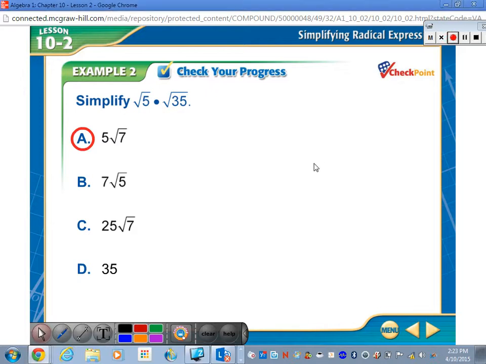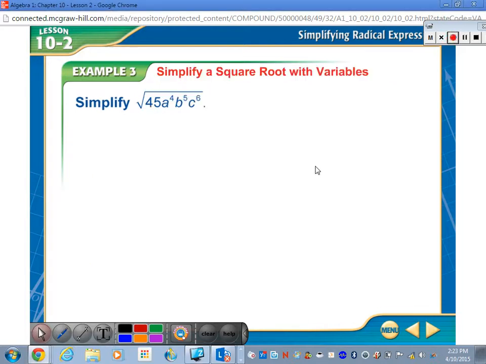Okay, so next one. Okay, so now here what we're doing here is we're just going to be breaking up the variables. So what you want to do here is you basically, if it's an even power, just cut them in half. Okay, so I'm going to show you how they do it. Now we've already done square root of 45. We already know what that is, but I'm going to walk through that real quick.